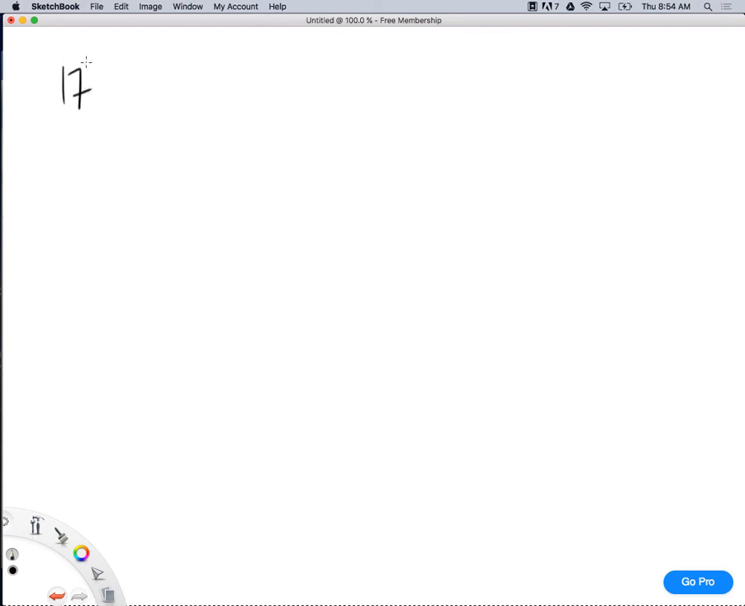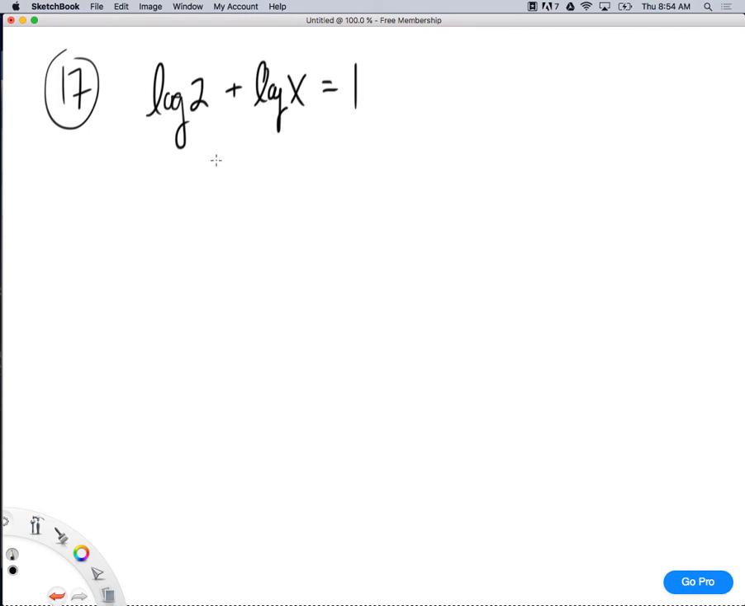So number 17 is log of 2 plus log of x equals 1. All right, what do I do here? I have 2 logs added together. Multiply, that's the properties of logarithms. This becomes log of 2x equals 1. You guys got to know this. Log 2 plus log of x becomes log of 2x. What's the base of this logarithm? Even though it doesn't say it, we know it's 10. Good.